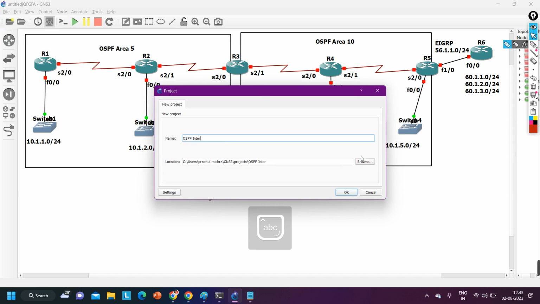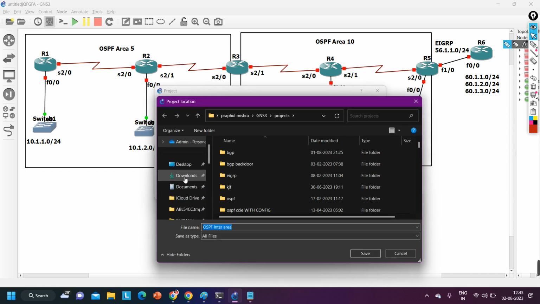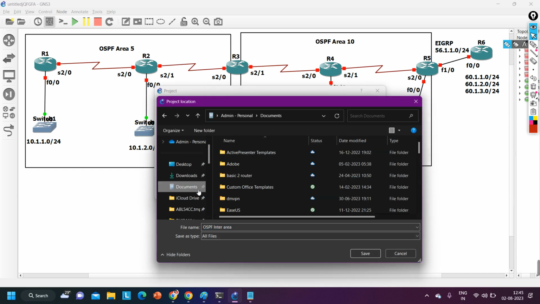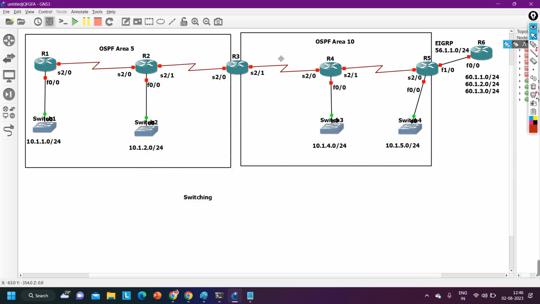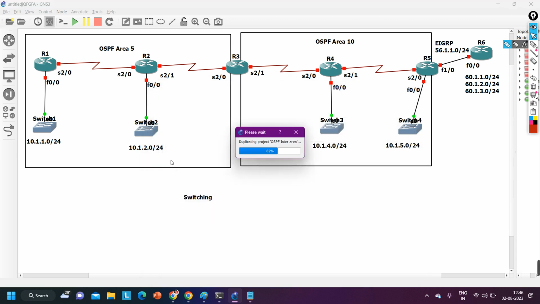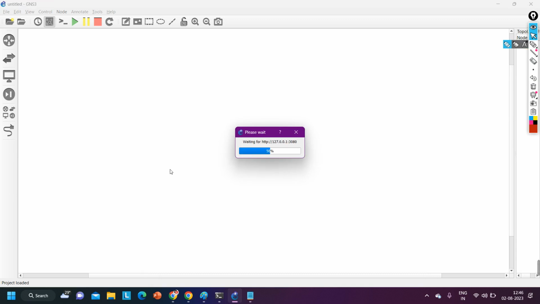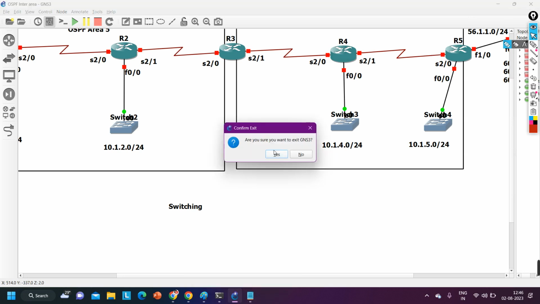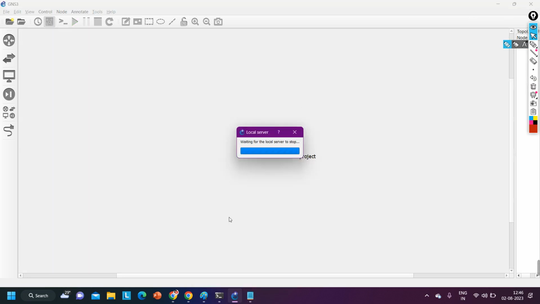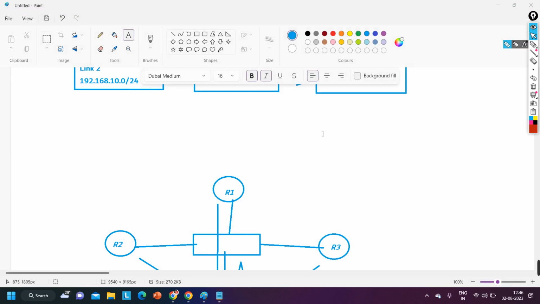OSPF inter area. I'm going to save it in downloads, not in documents. If you have the same router image, then only this lab will open in your GNS3. I think you guys have the same router.